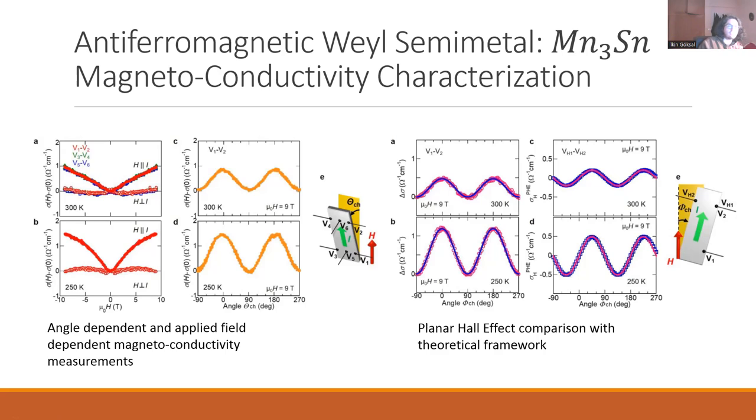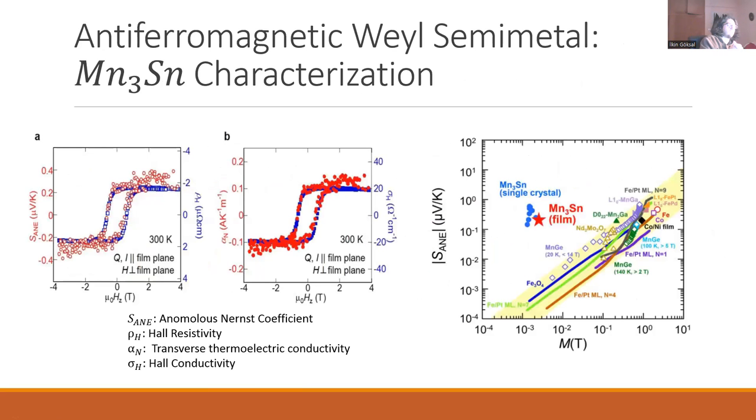To obtain this exotic material, it is quite hard to investigate the system. Okay, so after this, they took a look at the anomalous Nernst effect, and they obtained the data for the anomalous Nernst coefficient and Hall resistivity, supported with transverse thermoelectric conductivity and Hall conductivity.